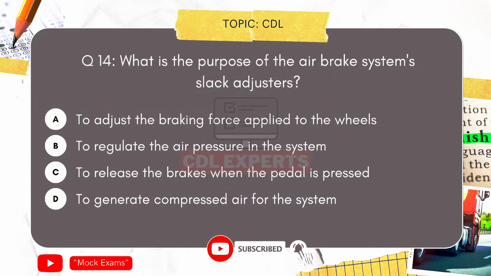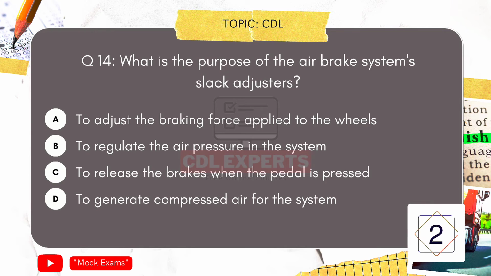What is the purpose of the air brake system slack adjusters? To adjust the braking force applied to the wheels, to regulate the air pressure in the system, to release the brakes when the pedal is pressed, to generate compressed air for the system. The correct answer is to adjust the braking force applied to the wheels.